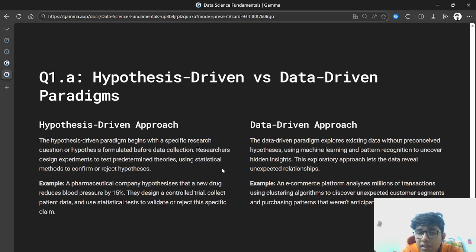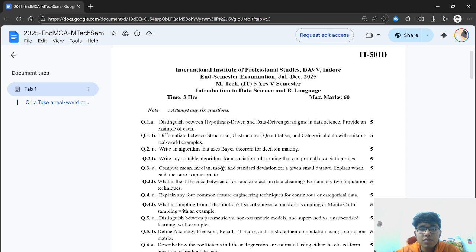So in short, I can say that the hypothesis driven approach is basically: I have a question, does the data support it? And the data driven approach is: I have data, what patterns, signals, or structures can I discover from it? Let's proceed to our next question.